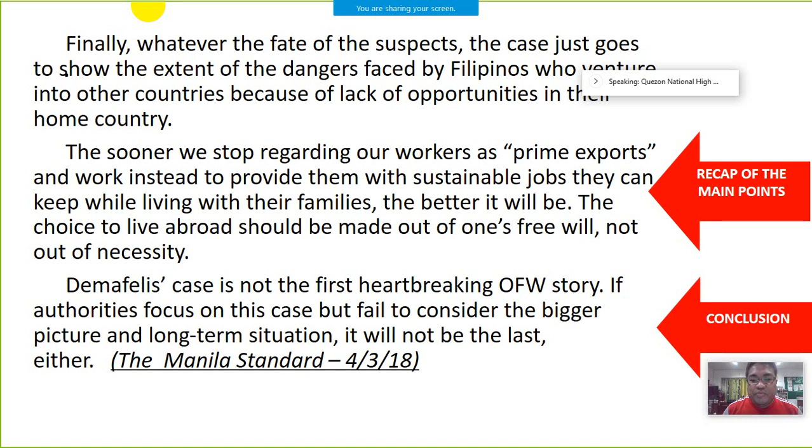So if we remember, before we had Sara Balabagan, before that we also had Flor Contemplacion, and the case was the talk of the town only for at least a month or three months, but after that I don't know what happened, or we don't know what happened. So just like in the case of the Mafeles.